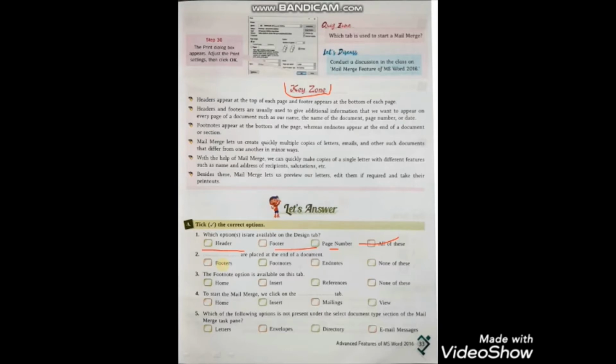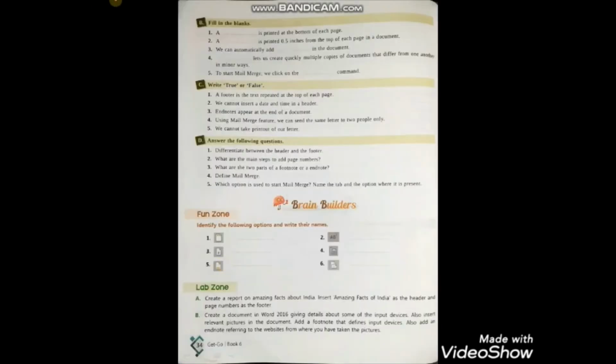Okay, the next is fill in the blank. It also contains 5 questions, and I have already put all the answers at the last slide of this video. The first is: a dash is printed at the bottom of each page. So kya hota hai jo ki page ke bottom side mein printed hota hai. So here it is the page number, theek hai. Isi tarah se bahut sare honge isme.